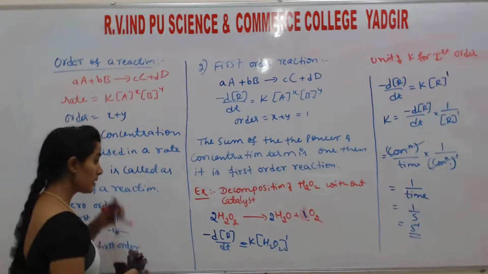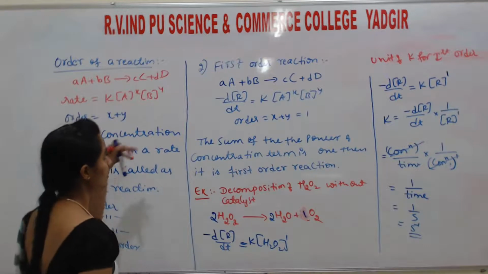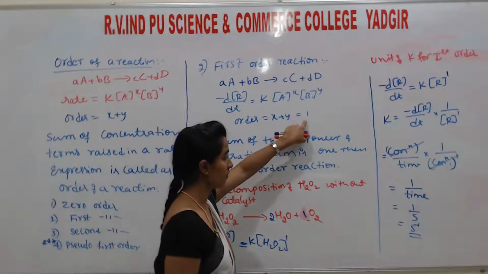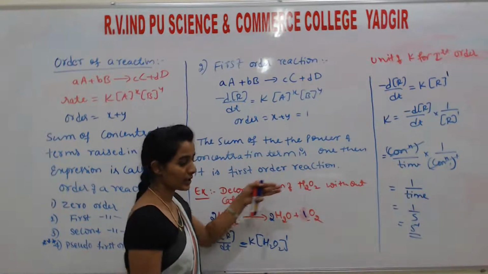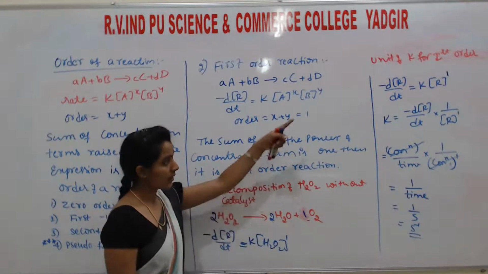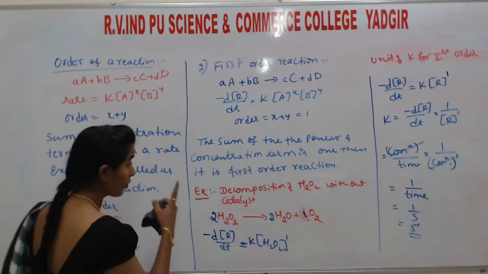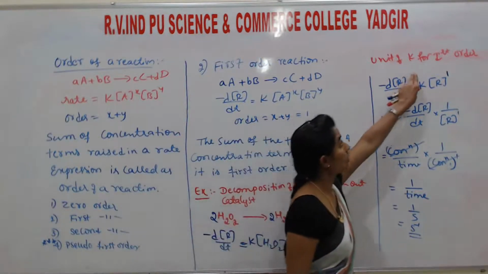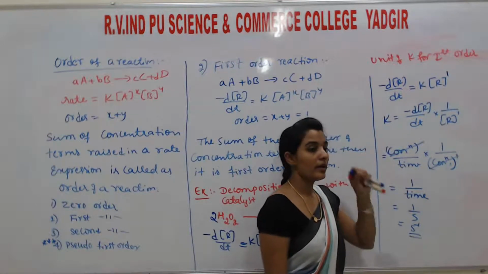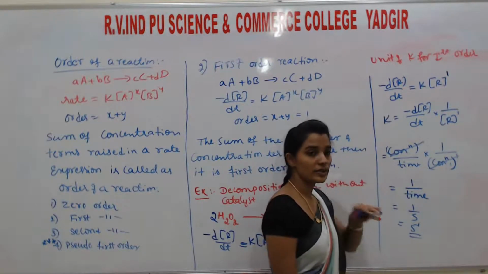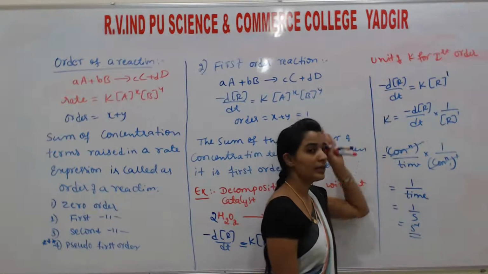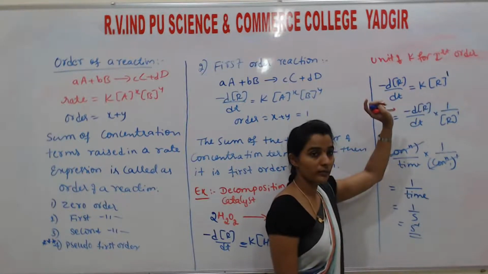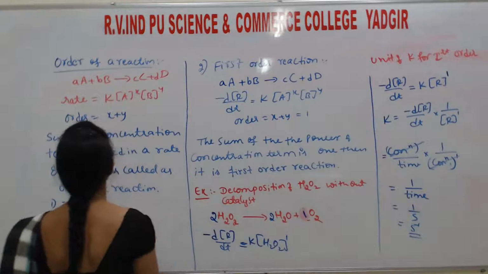Understand students? So this is a first order reaction. The first order reaction means the sum of the powers of the concentration terms is equal to 1. If it is equal to 1, then it is said to be a first order reaction. The example is here. Understand? And the unit is there. Unit for what? Rate constant. Always remember, students, the unit of rate of a reaction is always concentration by time only. But the unit of rate constant varies with order. Understand? Next.